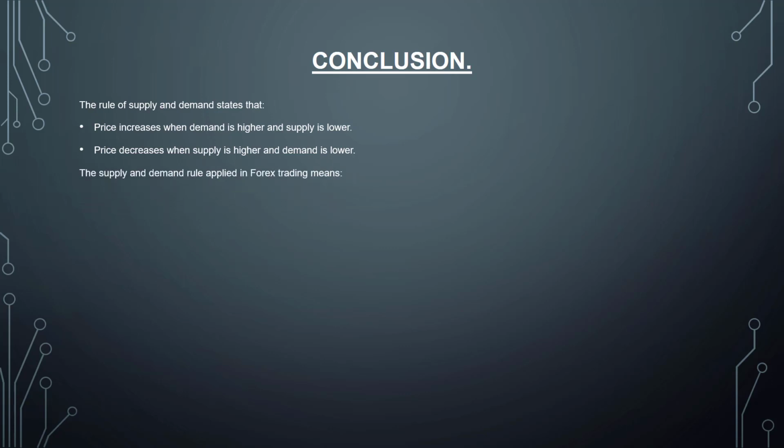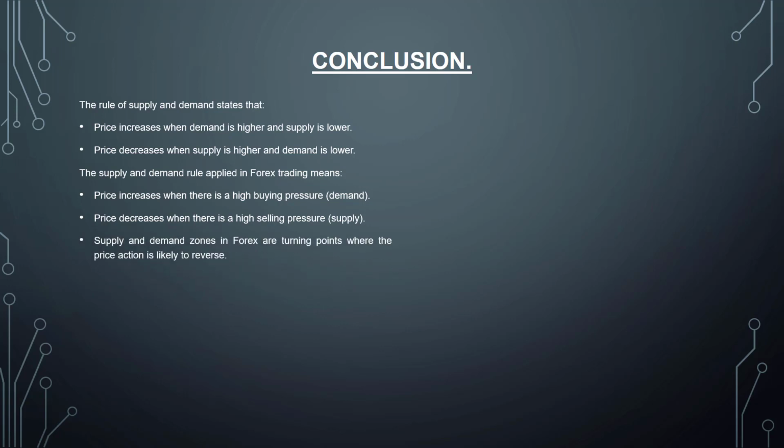The supply and demand rule applied in Forex trading means price increases when there is a high buying pressure. That's from the demand area. And price decreases when there is a high selling pressure. That's from a supply level. Supply and demand zones in Forex are turning points where the price action is likely to reverse.